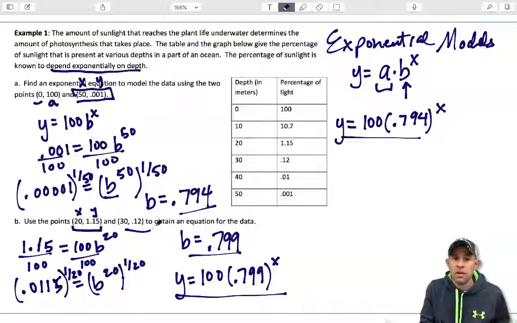Now you're going to do the same thing. Try that with the point (30, 0.12).